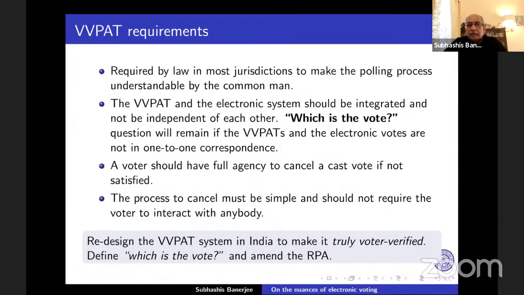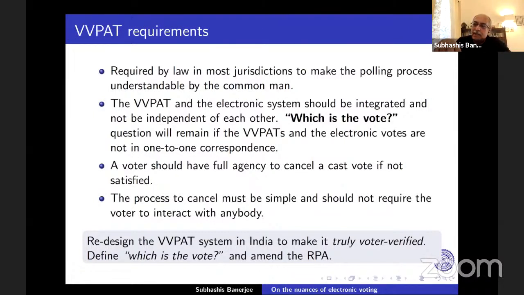So the major problem with the Indian voting system is there's no clear definition of which is the vote. Is it the electronic record inside an EVM that is the vote, or is it the VVPAT slip that comes out that is the vote? The two are not in one-to-one correspondence, because the electronic vote just increments a counter for BJP or Congress, or political party A, political party B. So when you cast a vote, some count goes up by one for some candidate. There is no vote explicitly. It's just a count. Some number 37 becomes 38.